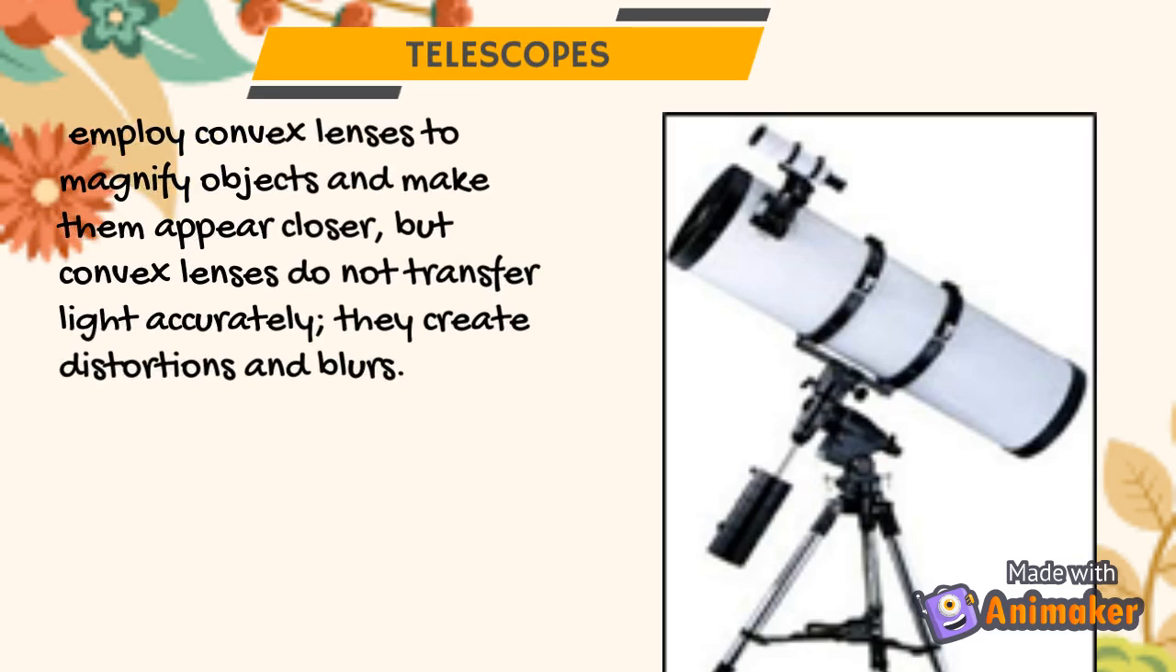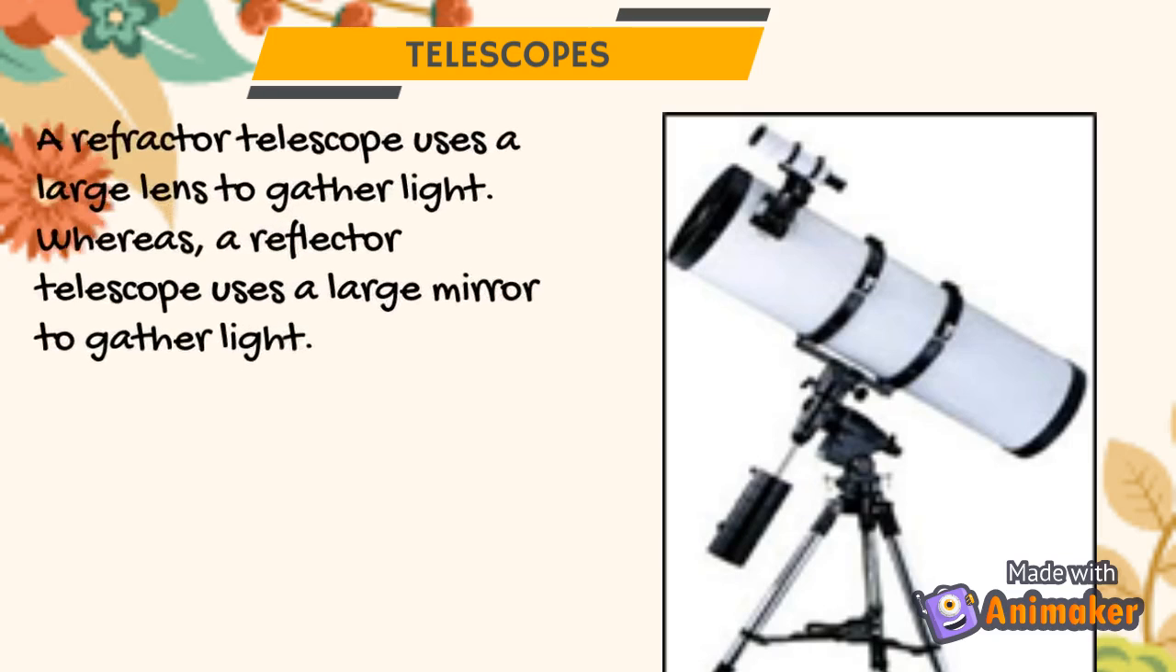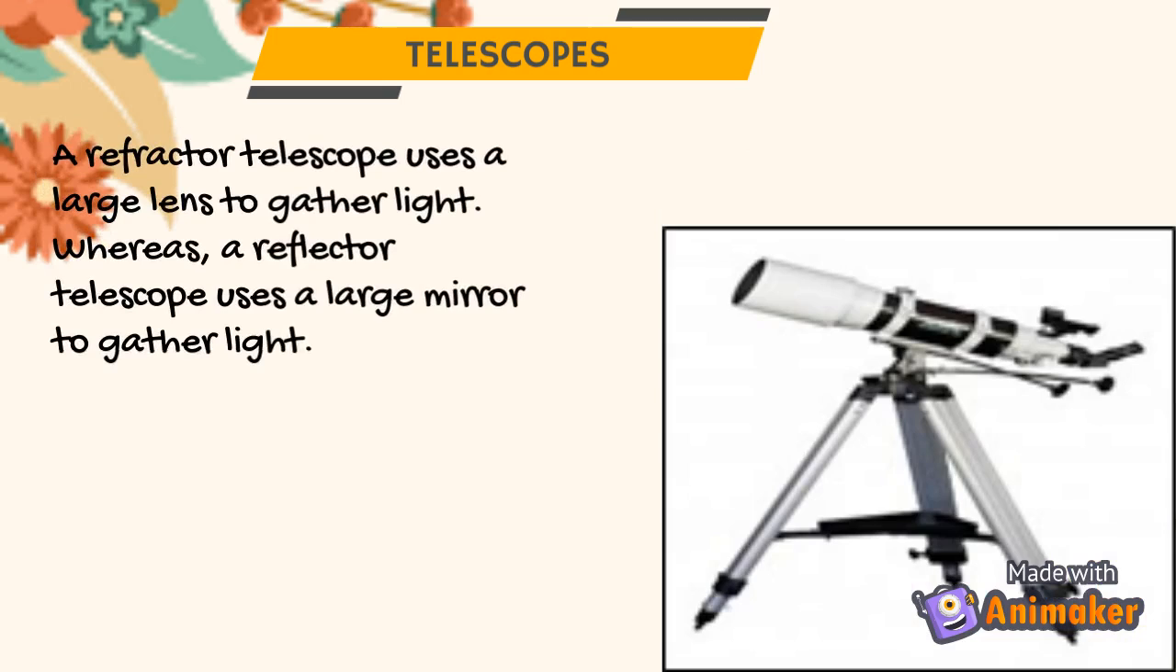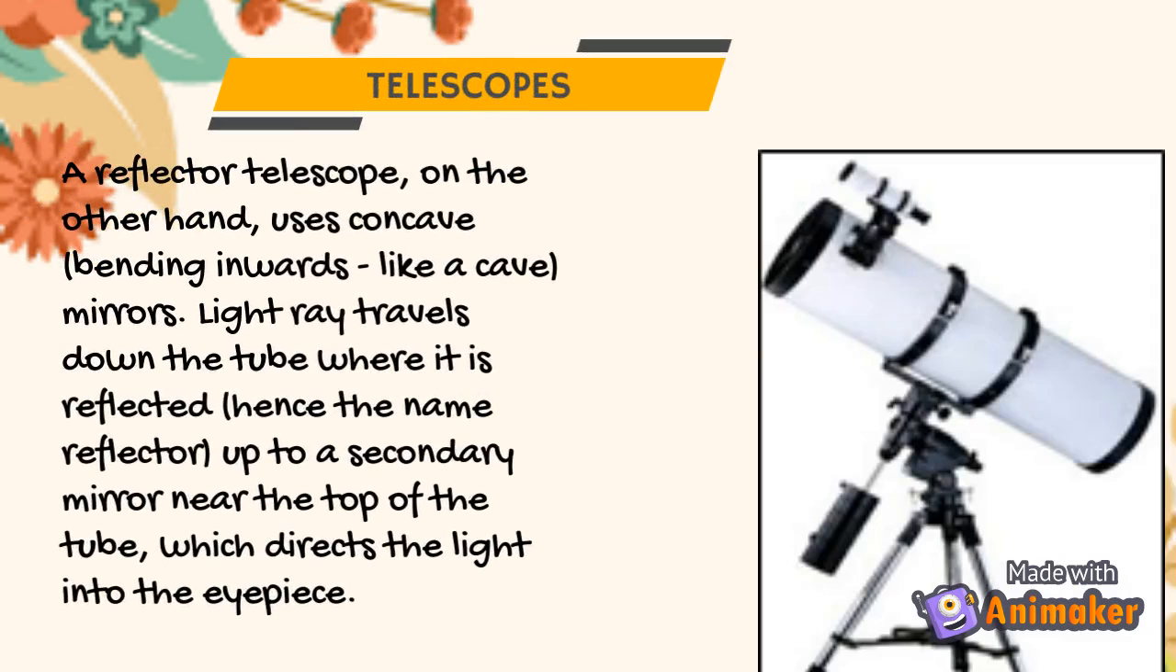Next, we have telescopes. These employ convex lenses to magnify objects and make them appear closer. But convex lenses do not transfer light accurately. They create distortions and blurs. A refractor telescope uses a large lens to gather light, whereas a reflector telescope uses a large mirror to gather light. Each telescope has its own advantage. For instance, the refractor is better for observing the planets and the moon, while the reflector is better for deep sky objects such as galaxies.